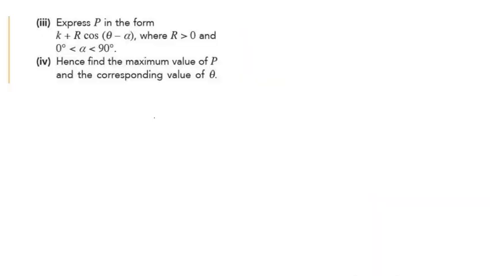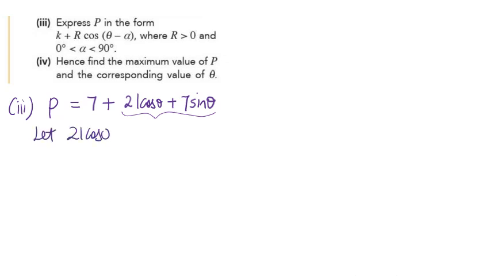Right, so part 3 is not difficult because we have already done it a few times in the earlier questions. Basically, you just need to express it in a single trigo function. So we just need to express this as a single trigo function using the R formula. We can let 21 cos theta plus 7 sin theta equal R cos bracket theta minus alpha. If this is plus, it's minus.